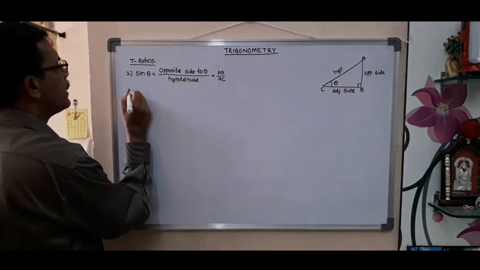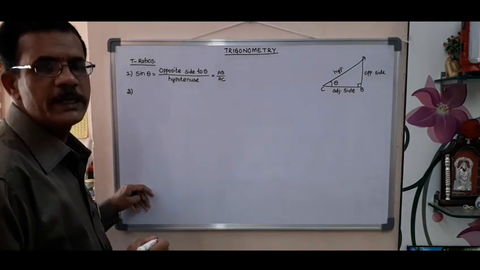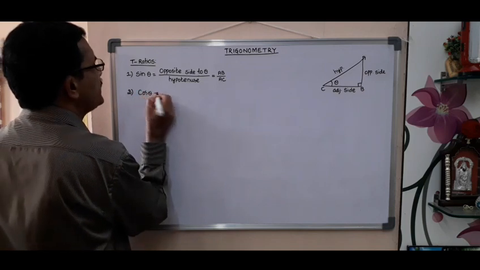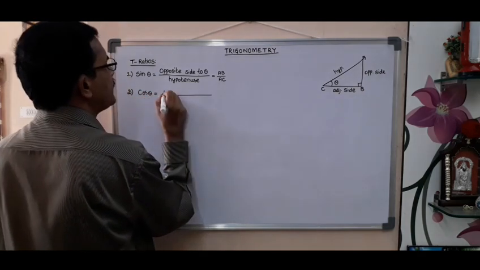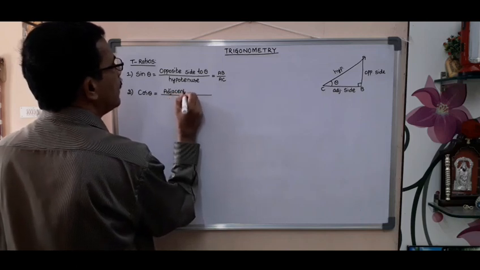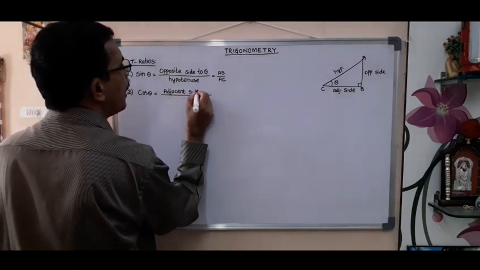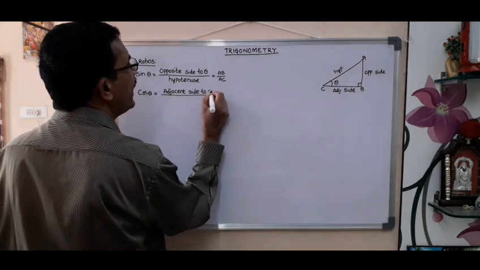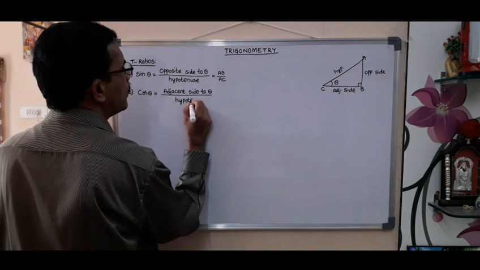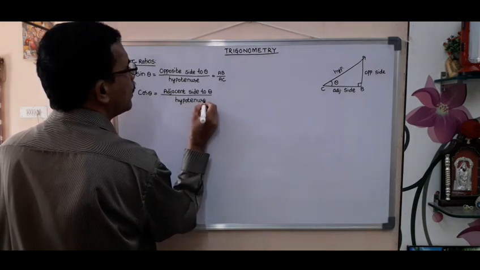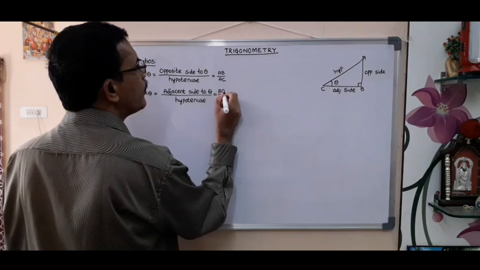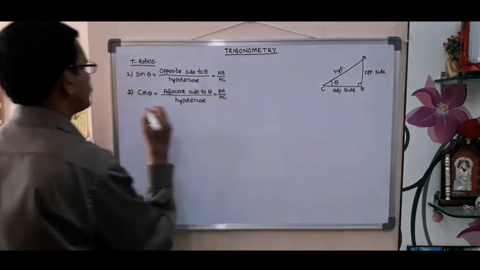Now, the second trigonometric ratio, that is cos theta. Cos theta definition is adjacent side to theta by hypotenuse. In this triangle, adjacent side is BC by AC.